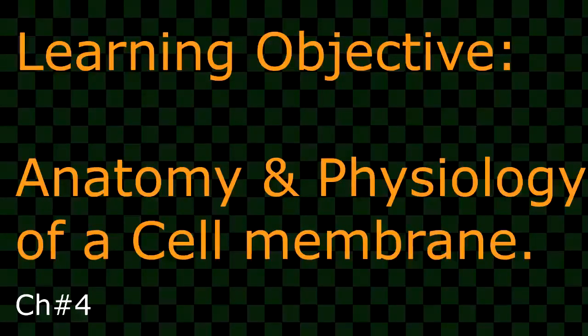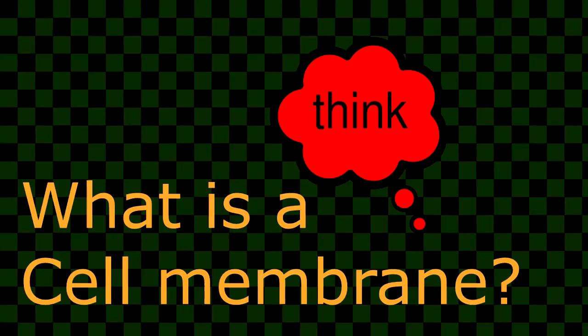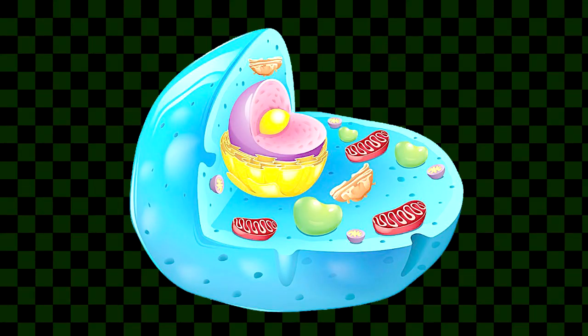Hello students! Today our learning objectives will be the anatomy and physiology of cell membrane. So what is a cell membrane? Cell membrane is one of the most important structures of the cell that controls the metabolic activities of a cell.